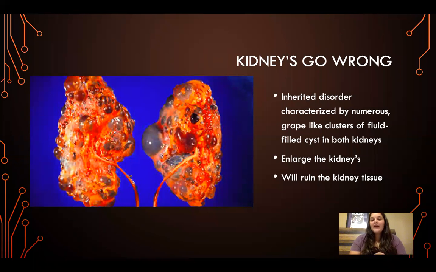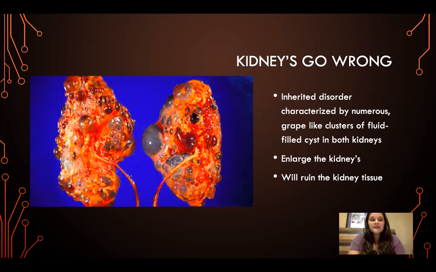Now we're going to talk about the actual disease, polycystic kidney disease. It is an inherited disorder characterized by numerous grape-like structures of fluid-filled cysts in both kidneys. It enlarges the kidney and it ruins the kidney's tissue. The cysts that develop interfere with the kidney's ability to filter waste products from the blood. The growth of the cysts causes the kidney to enlarge and can lead to kidney failure.